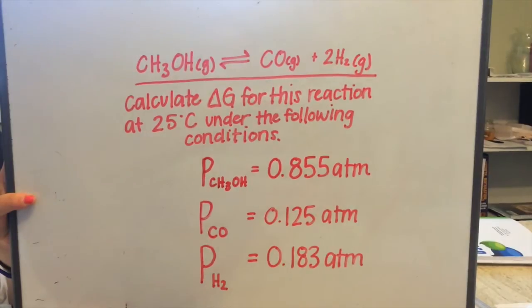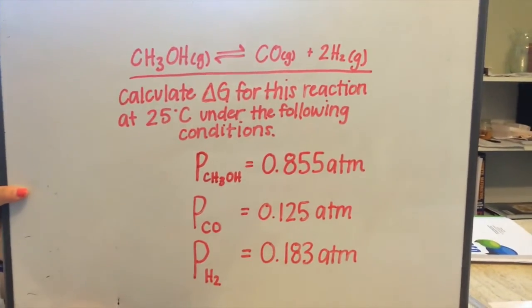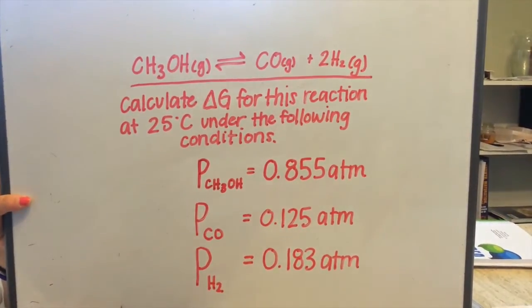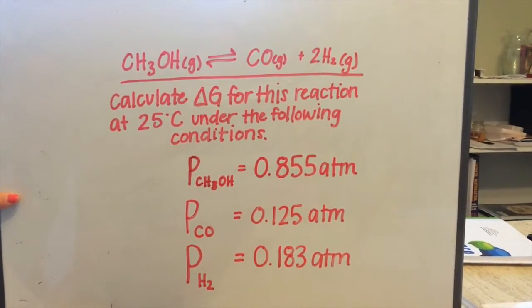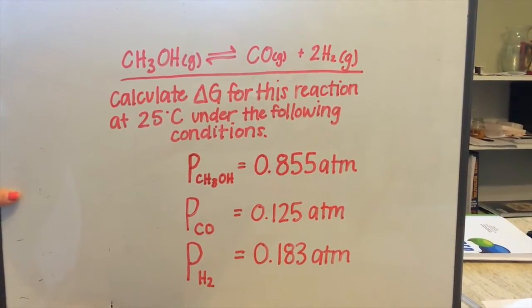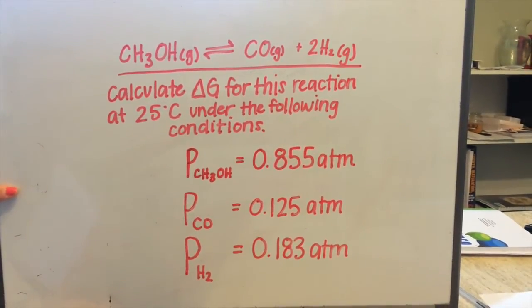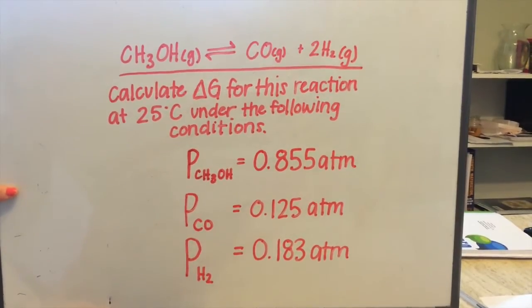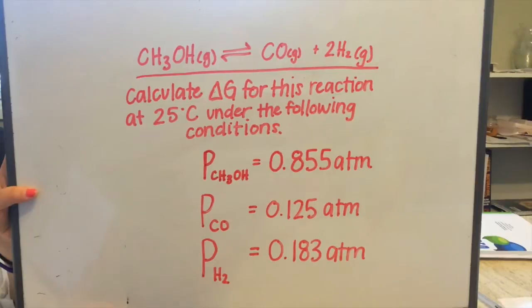Alright, today we're going to do a problem from chapter 17 where we're calculating delta G for this reaction at non-standard conditions at 25 degrees Celsius. The non-standard conditions are when the pressure of CH3OH gas is 0.855 atm, the pressure of carbon monoxide gas is 0.125 atm, and the pressure of hydrogen gas is 0.183 atm.